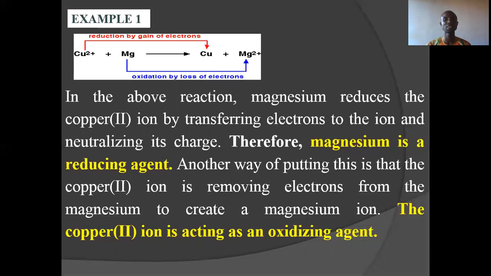We can see that the positive character of copper is being reduced, while the positive character of magnesium is increased instead of reducing. So in the above reaction, magnesium acts as a reducing agent, while copper II ion acts as an oxidizing agent.